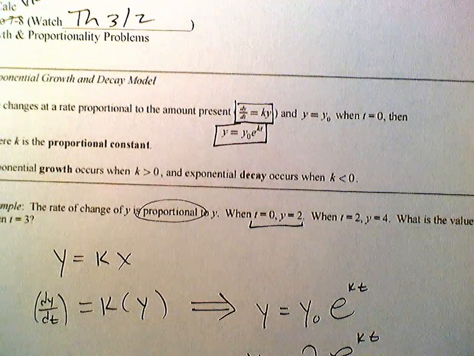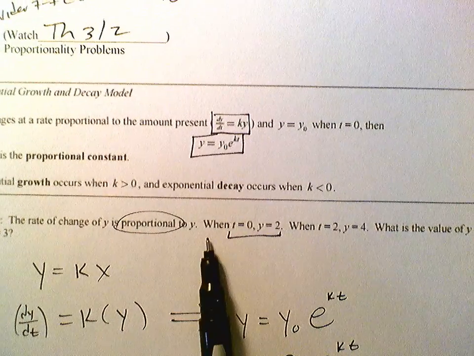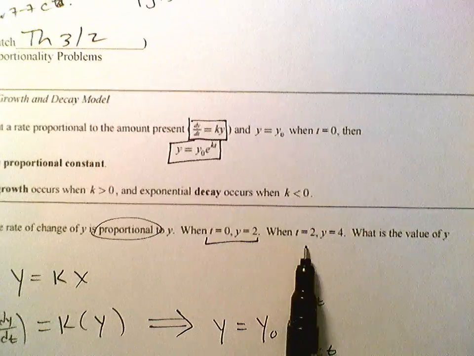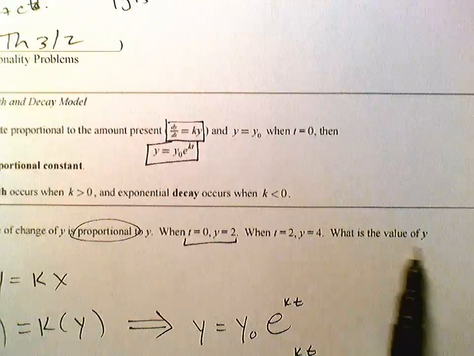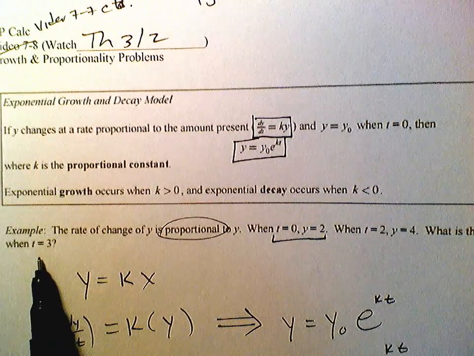Oh, I haven't even read the rest of it, sorry. So this is the problem we're solving. When t equals 0, y equals 2. When t equals 2, y equals 4. What is the value of y when t equals 3?